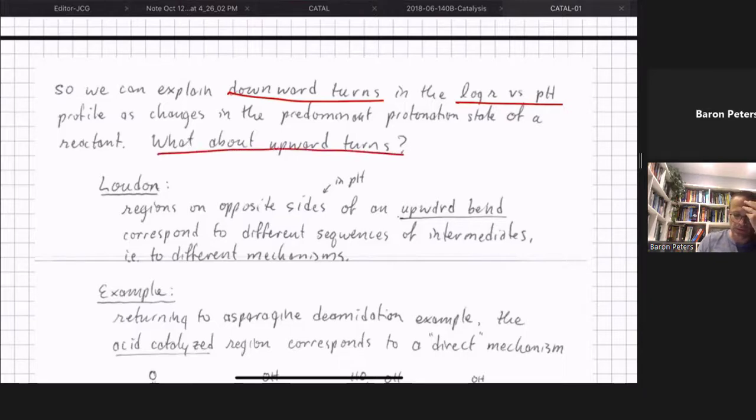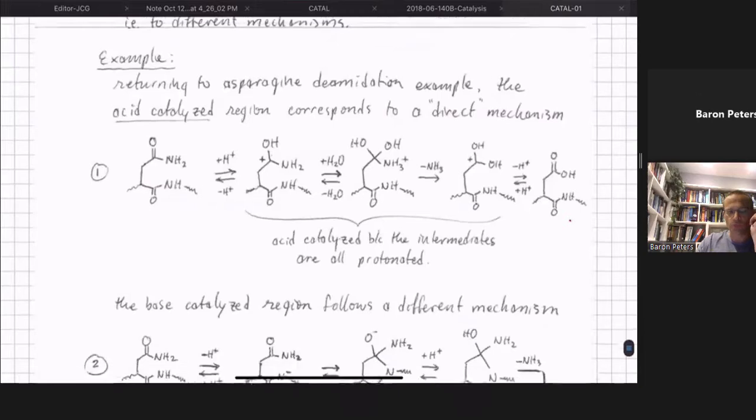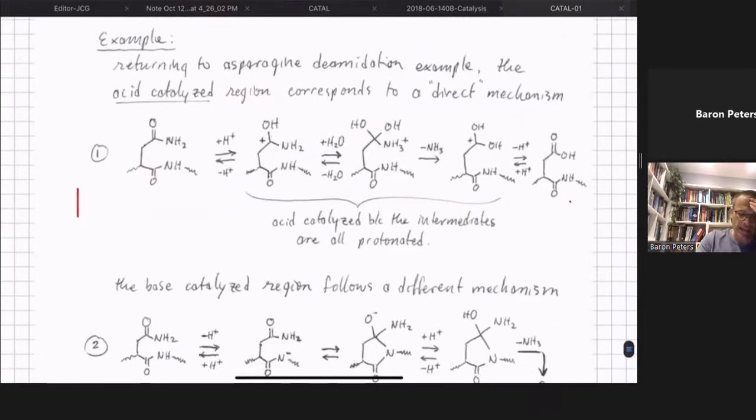What about upward turns? Well, Loudon says that regions on the opposite sides in pH of an upward bend in this plot are going to correspond to different sequences of intermediates, i.e. to completely different mechanisms. I won't go through all the details here, but this is going back to this asparagine deamidation case where we saw that the profile looked like this. And if you look at this section 1 along this profile, it follows this pathway. And you're going through these intermediates where you have all this protonation up here. So these are all protonated intermediates along this pathway.